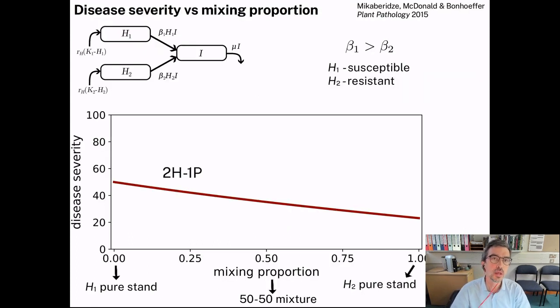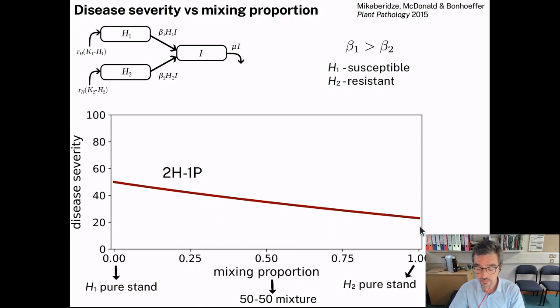So for a bit, how does disease severity in the simple model depend on the proportion of the two cultivars in the mixture? So we have beta 1 larger than beta 2, meaning that the cultivar H1 is more susceptible than the cultivar H2. So H1 susceptible, H2 resistant. And in this case, we have quite a simple pattern. So disease severity simply decreases in a linear manner as we increase the proportion of the resistant cultivar in the mixture. And so here there is no real advantage of using a mixture. If you want to suppress the disease as much as you can, you are better off just planting a resistant pure stand.